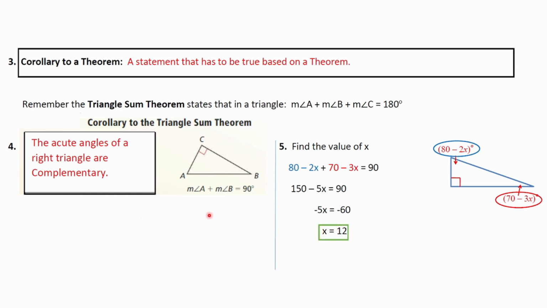So again, this corollary idea is something that just logically makes sense based on a theorem that we already have, which is our triangle sum theorem. So the corollary is that the acute angles of a right triangle will be complementary. And again, you can pause the video anytime if I move a little bit too quickly. There should also be options in YouTube to change the play speed if necessary.